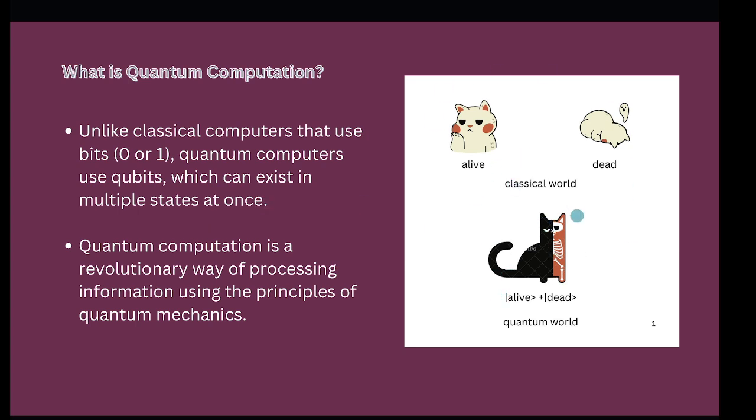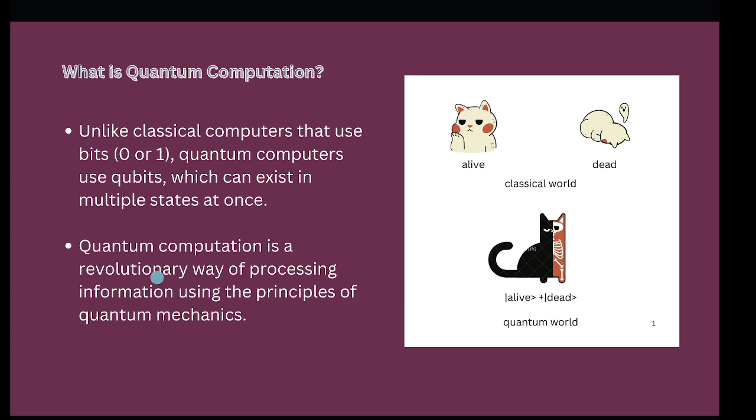cartoonish diagram with me to understand this. So in this classical world we have a cat which is alive or the cat is dead, but in the quantum world we have a cat which could either be alive or dead, but we don't know yet. In quantum computation we use this advantage of having two states at one time, and we use this advantage in the computation, and that computation is called quantum computation.